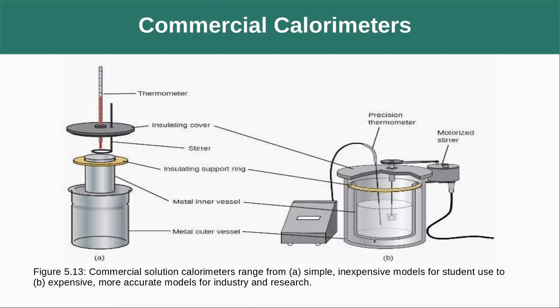Here we have something that's a little fancier than that. It's a little bit larger, still using an air gap for insulation, but this one has a little mechanical motor that's turning this stirrer, so it's continuously being stirred. And then you can put in an electronic thermometer here. This is called a thermocouple. Some of these are very nice. You can measure very small amounts of temperature change down to the thousandths place or more.